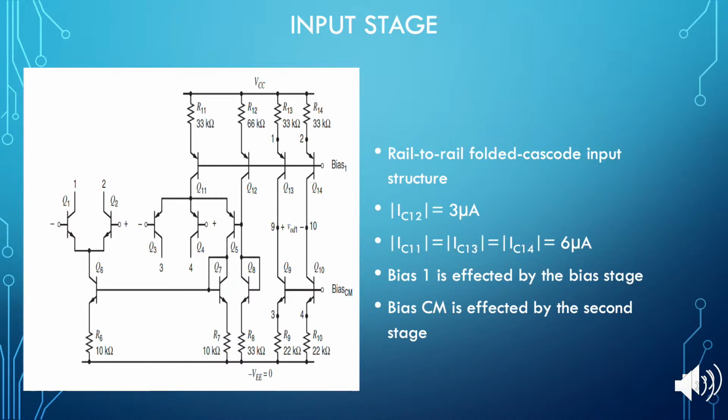The problem is overcome in the second stage of the amplifier, which adjusts bias CM to set the common mode output voltage of the first stage so that Q9, Q10, Q13, and Q14 operate in the forward active region. Bias 1 is affected by the bias stage, and bias CM is affected by the second stage, which I will talk about now.